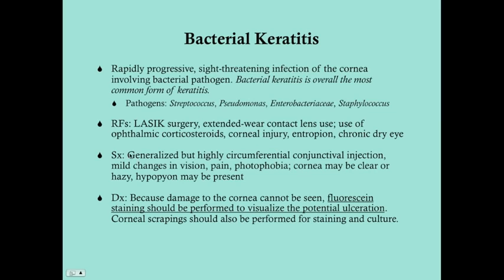So the symptoms of bacterial keratitis are, as mentioned earlier, you're going to have conjunctival injection, that eye redness. That redness is slightly different than the redness that you see with conjunctivitis. With conjunctivitis, you have a very generalized redness, and it looks the same anywhere on the whites of the eye. With keratitis, the redness is generalized, but you see a very circumferential pattern.